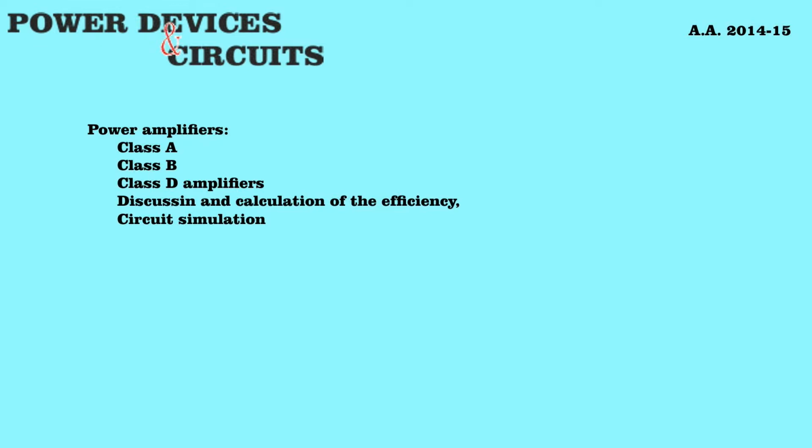Then we have class C, class D. We focus on class D amplifiers, in which the device will conduct for very small periods and is actually switched on and off. And we will see how this can work to produce the output signal. We will briefly discuss class A and class B amplifiers, just to understand why class D is much better.